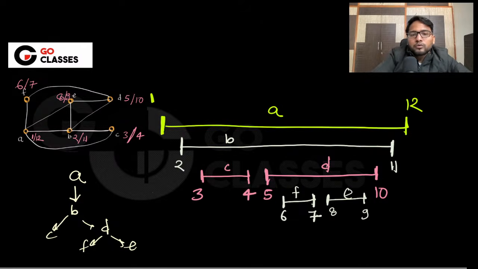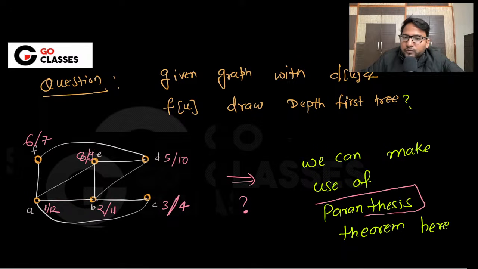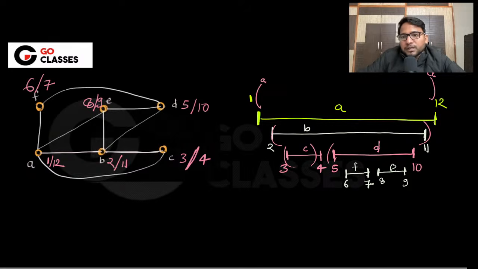See, this was the question, that we need to draw the tree, right? This was the question to us. What I said is that you can make use of something called the parenthesis theorem. So it says that you are basically making parentheses, which means this is a parenthesis of A, let's suppose I'm labeling it as A. This is a parenthesis of B, this is a parenthesis of C, this is a parenthesis of D, this is a parenthesis of F, this is a parenthesis of E.